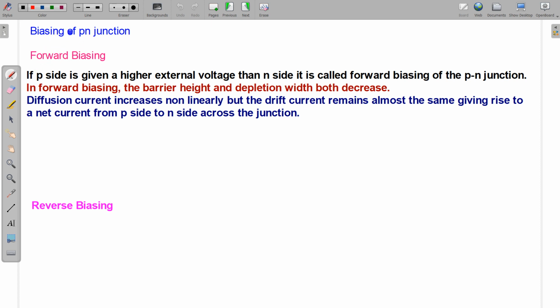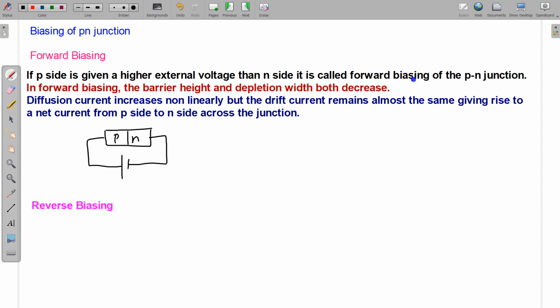Biasing of p-n junction is of two types. One is forward biasing. What is forward biasing? If the p side is given a higher external voltage, suppose this is a p-n junction here, we can just show it like a block diagram, and suppose I connect the p side with a battery, and this is the positive terminal. So let us connect this p-n junction material with this polarity. So if the p side is given a higher external voltage than the n side as in the diagram, then it is called forward biasing.